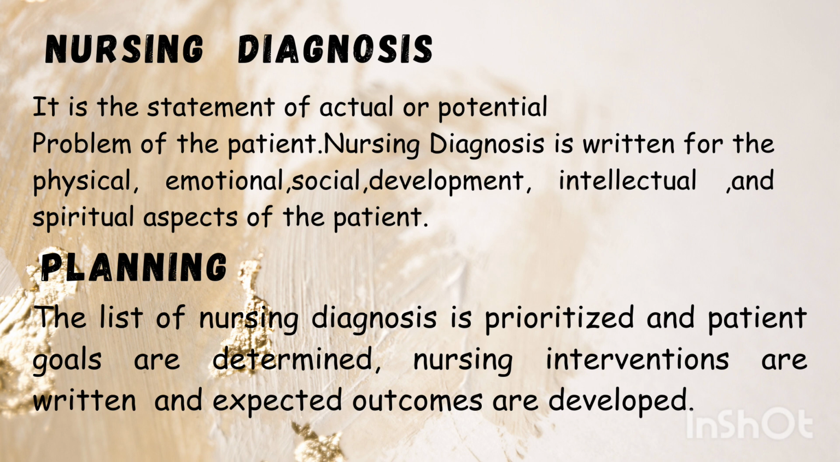And potential diagnosis is also known as risk diagnosis, which indicates a problem that does not exist yet, but the presence of risk factors indicates that interventions are needed. For example, risk for fall, risk for injury, risk for pressure sore, etc. Next is planning. The list of nursing diagnoses is prioritized and patient goals are determined. Nursing interventions are written and expected outcomes are developed.